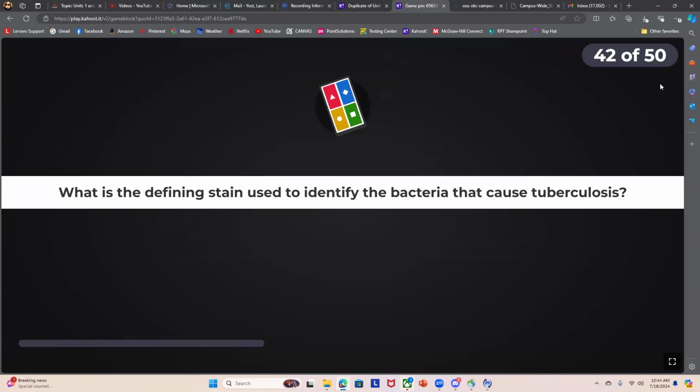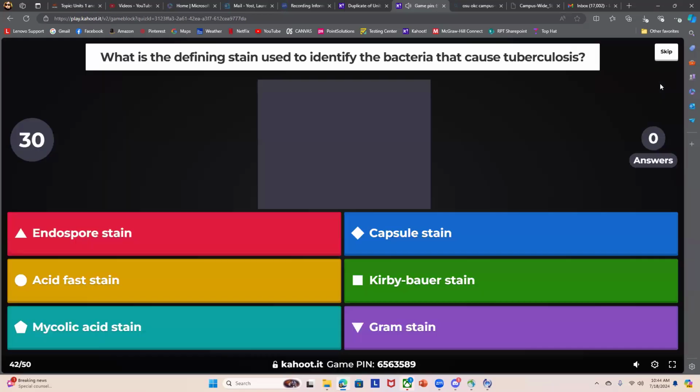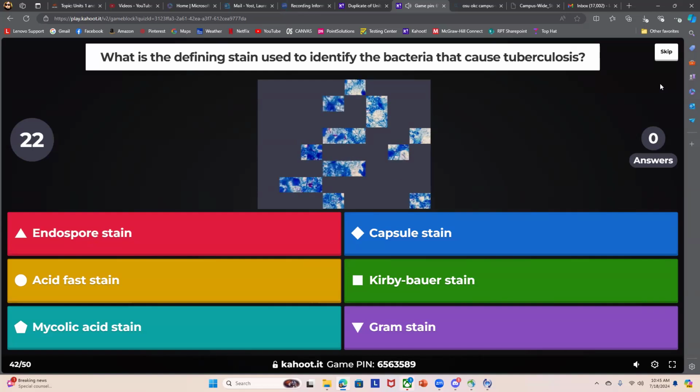Now, what is the defining stain used to identify the bacteria that cause tuberculosis? Boy, if we don't know that by now. What stain is important for the bacteria that cause tuberculosis? And this is an image of that stain that's coming up.